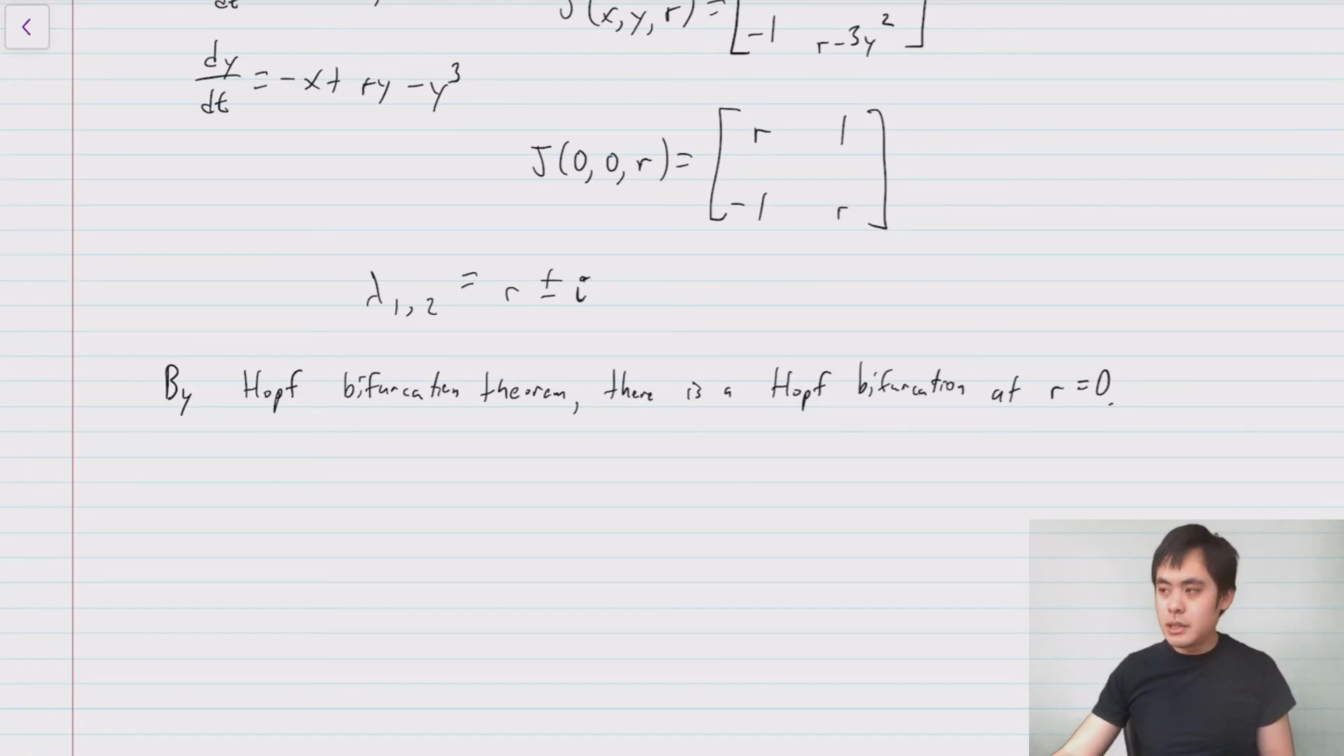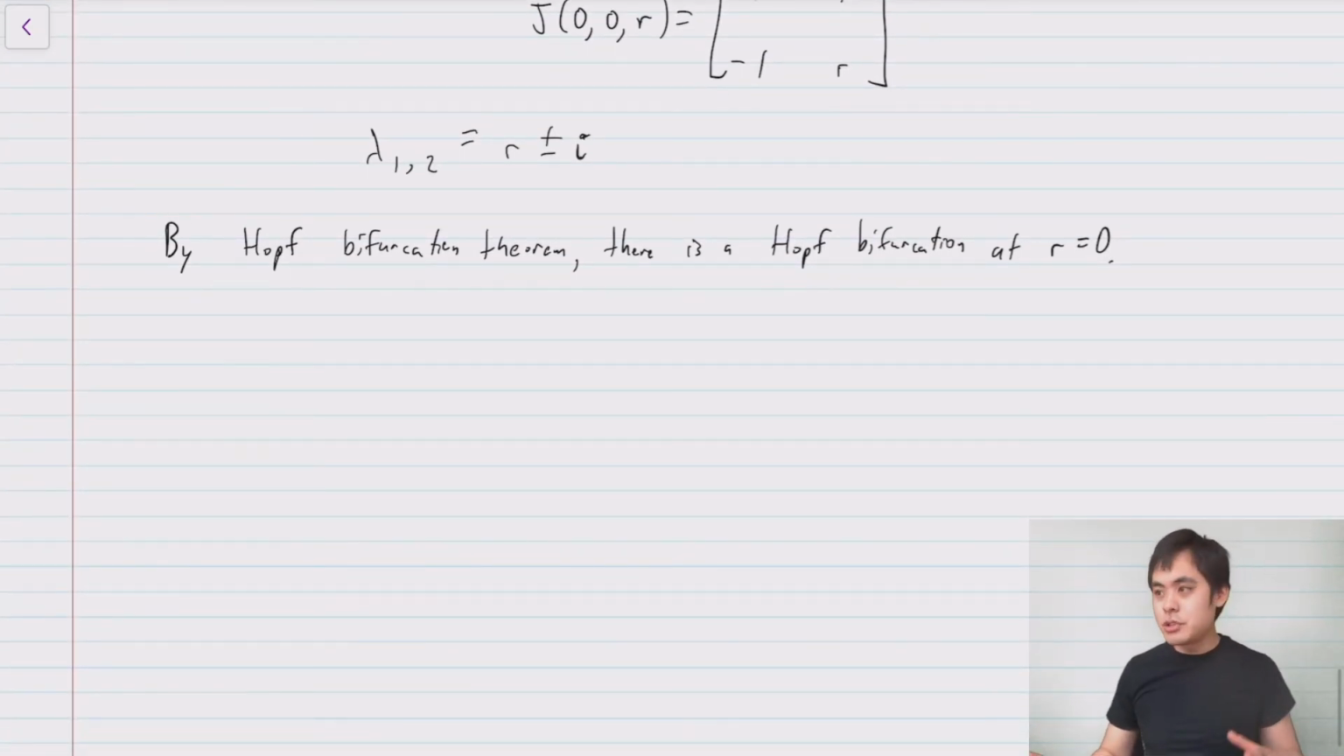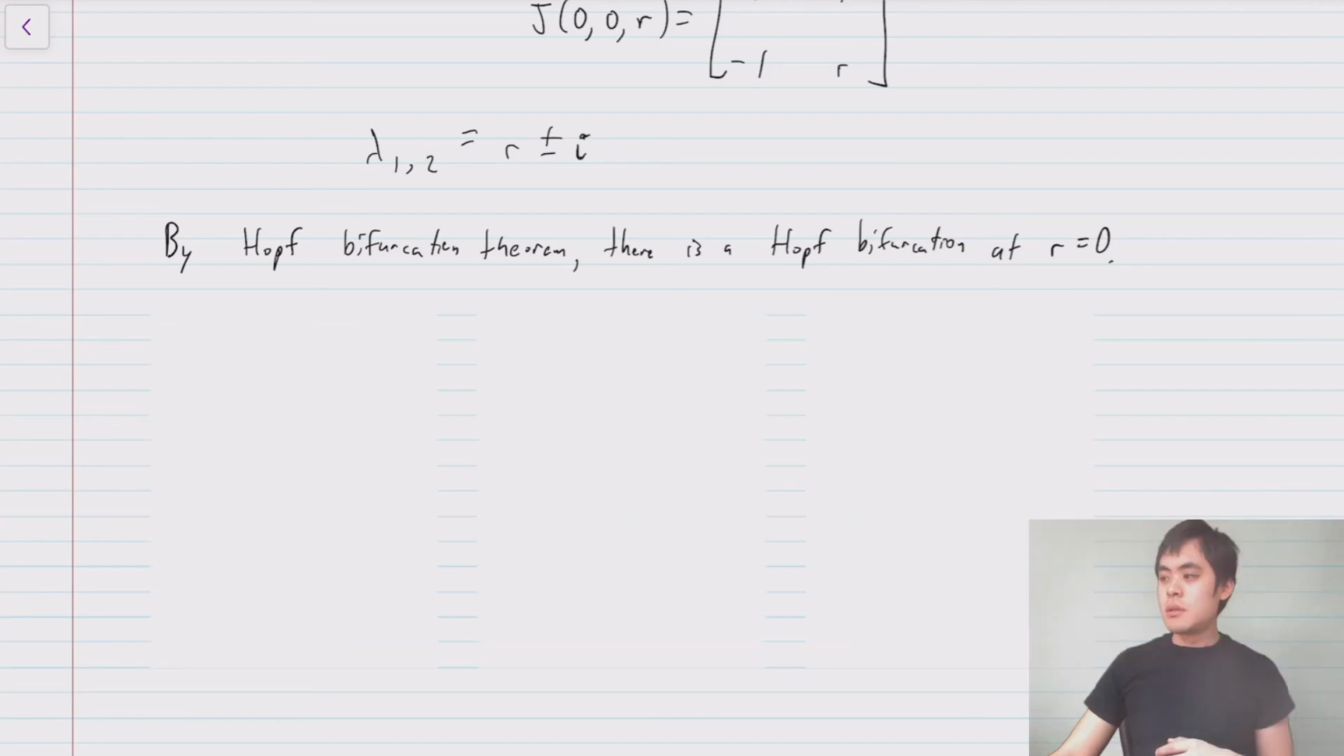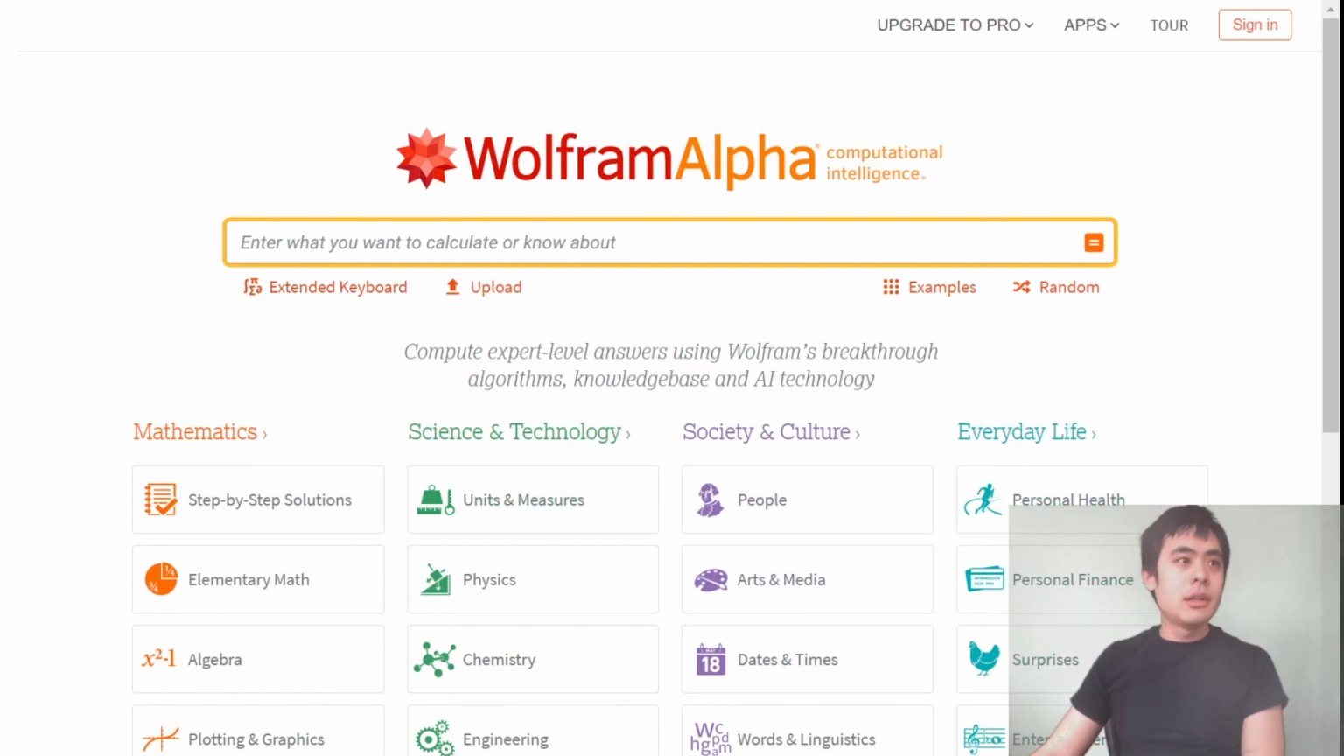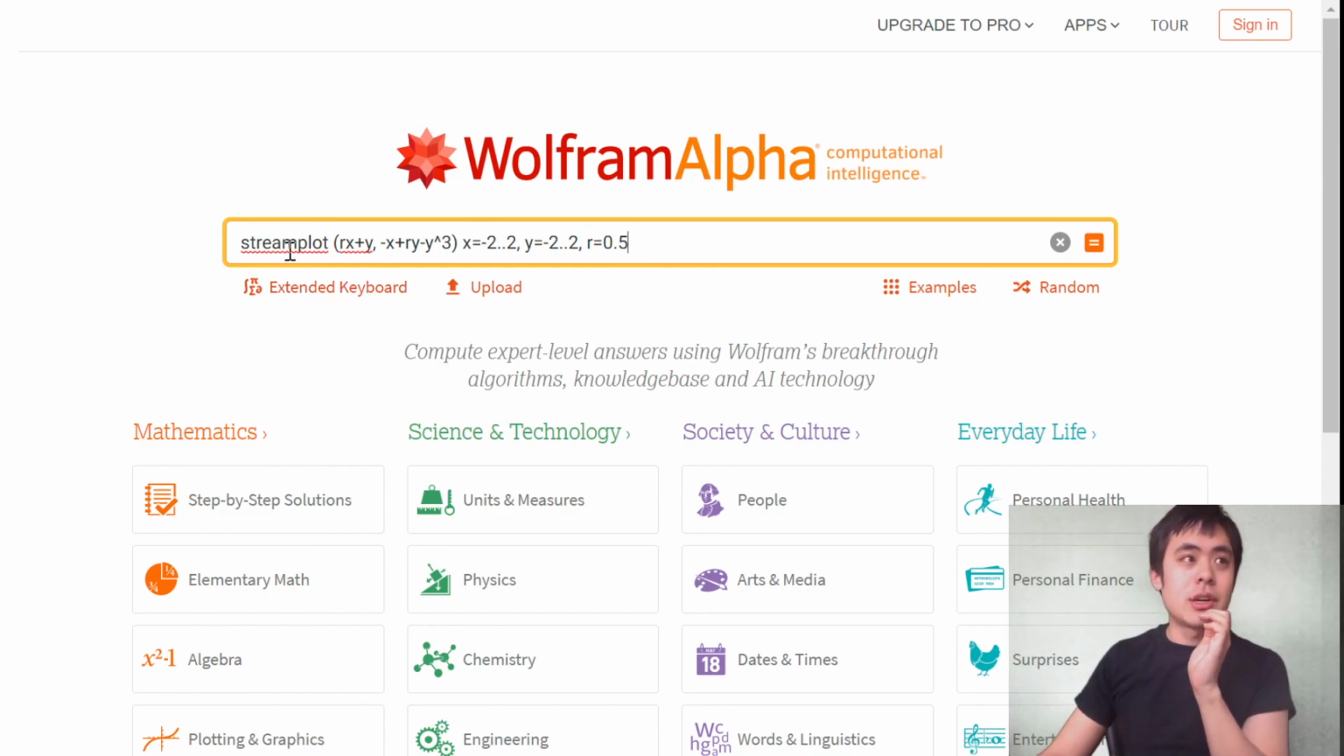And let me go ahead and plot these out. I'm going to use Wolfram Alpha, and let me show you what those look like. So to visualize this, let's go over to Wolfram Alpha and do a couple of stream plots just to see what these trajectories look like. I am going to do a stream plot of this function, rx + y, -x + ry - y cubed, over the interval from x equal to -2 to 2, for r equal to 0.5.